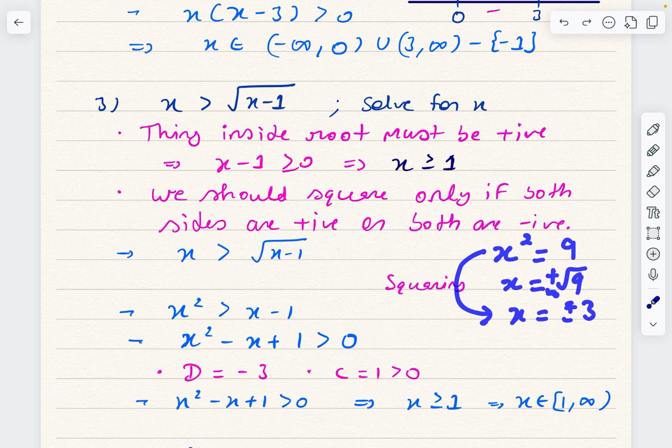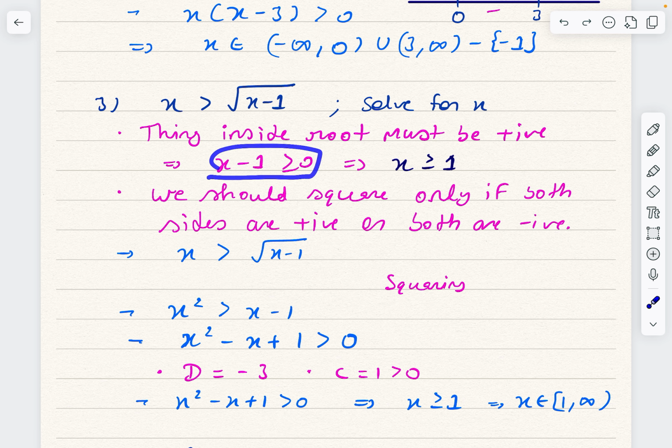We'll discuss this thing in more detail in the next topic, modulus function. So after this wavy curve, next will be modulus function. That time I'll discuss this thing again in detail. For now, you remember square root only takes positive values and only gives positive value along with 0. So x minus 1 greater than equal to 0. So x is greater than equal to 1.